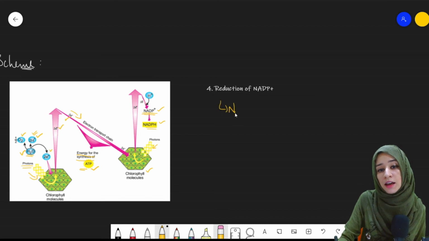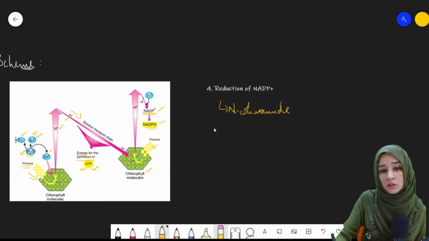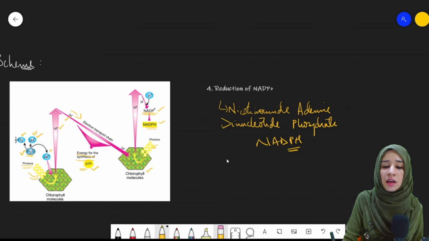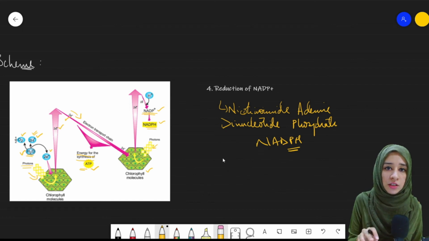nicotinamide adenine dinucleotide phosphate, that is NADPH. This is how the second energy molecule will be reduced and produced.